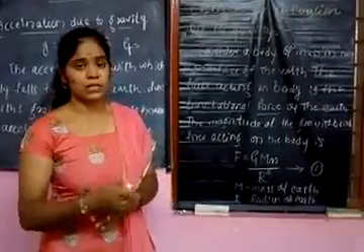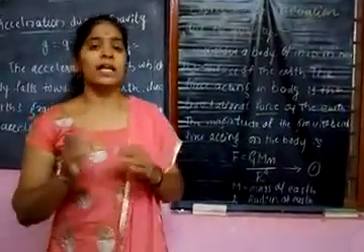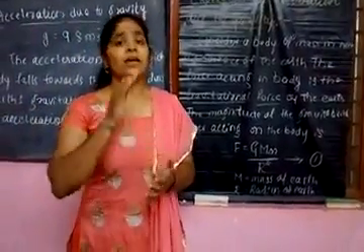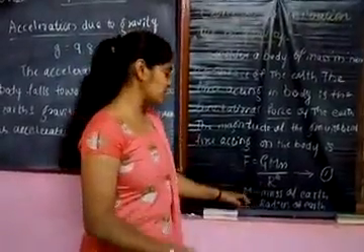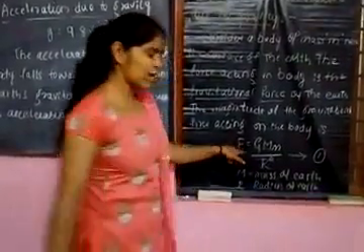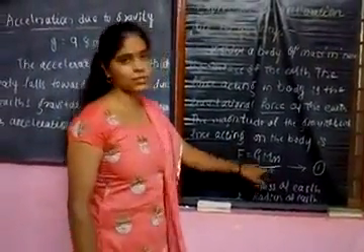We are considering the radius of the Earth. Why? Because the distance of any object falling on the Earth's surface is very negligible compared to the radius of the Earth. That's why we are considering the radius of the Earth. Therefore, the equation is capital F is equal to G into capital M small m divided by r square.